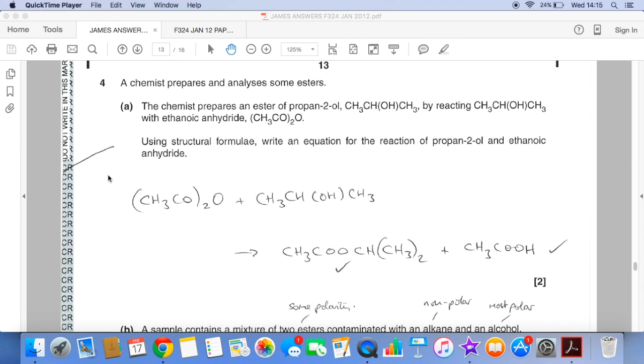The equation, we've got ethanoic anhydride and propanol making this ester here and ethanoic acid. So just remember, when you make an ester from an acid anhydride and an alcohol, you get the ester and the carboxylic acid from the acid anhydride. So ethanoic anhydride would make ethanoic acid.